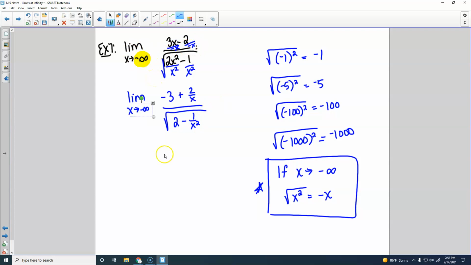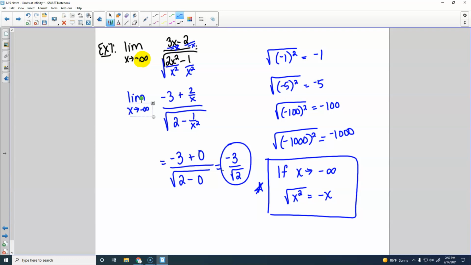So what that's going to do, we're going to have negative 3 plus 0 over the square root of 2 minus 0, so we get negative 3 over root 2. Same as the last problem, except negative. It is possible to approach positive infinity but have a negative answer, so it'd be the opposite sign of whatever you get if you just do it regular.